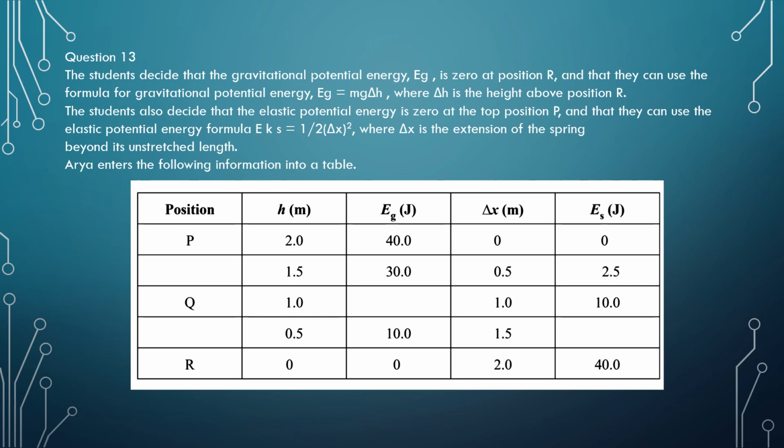Position R is defined as the zero level. Using the formula for gravitational potential energy, Arya calculates EG. At position P the elastic potential energy is zero. Using the formula for elastic potential energy, Arya calculates ES.